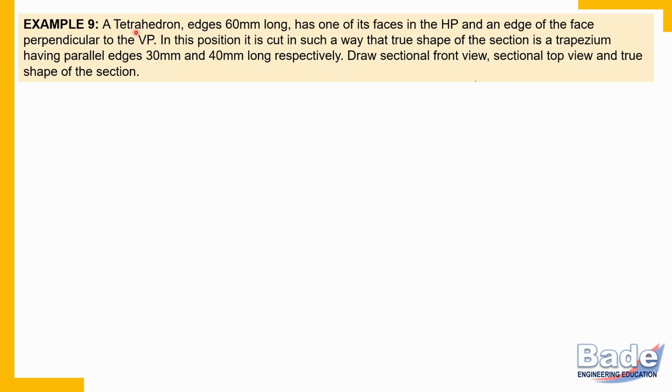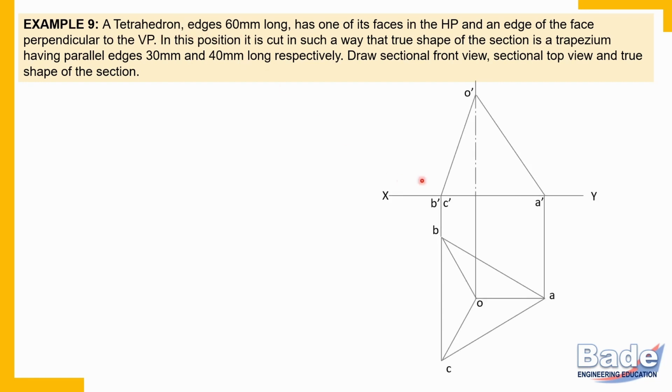Okay, let's focus on the position of the object, and it is similar to the last problem. So use that procedure and complete the front view and top view. Side view is not asked. So front view and top view. Now it is cut in such a way that the true shape of the section is a trapezium. Is it okay? So you will get two corners here and two corners here. Yes, it seems a correct position, correct orientation.